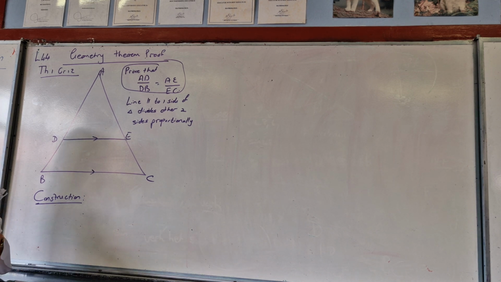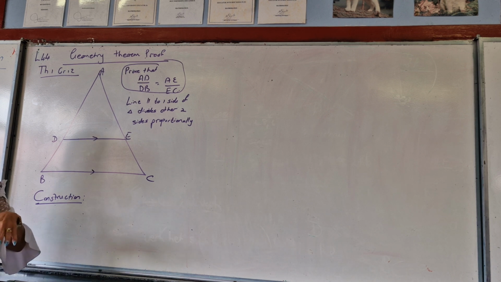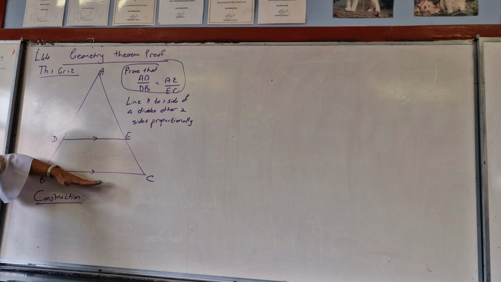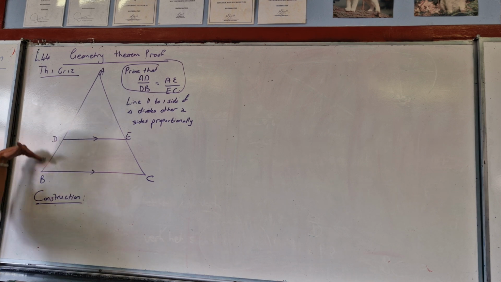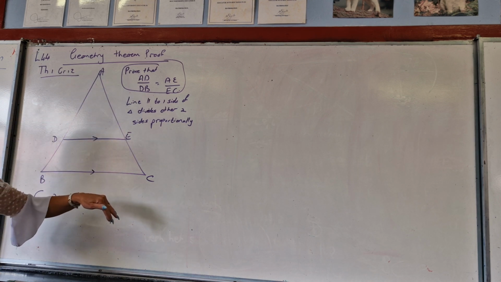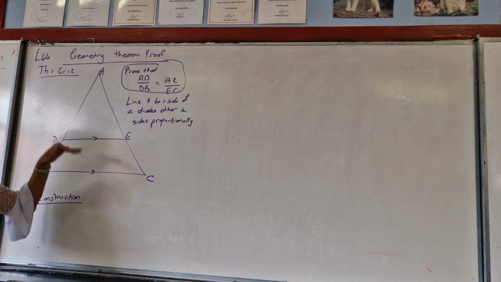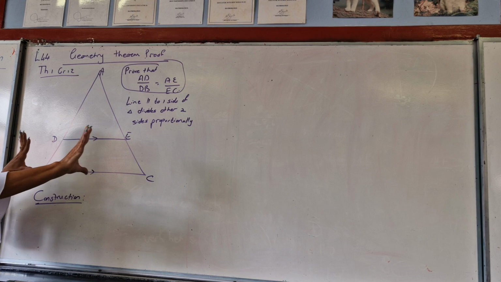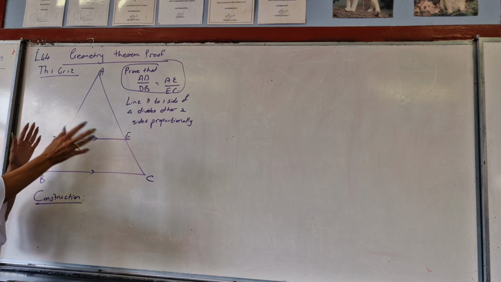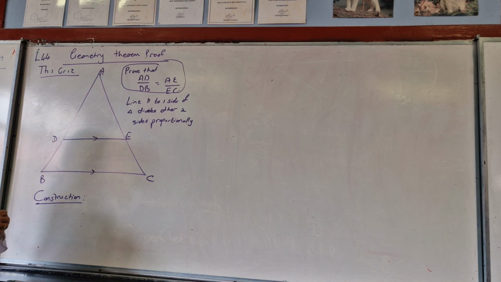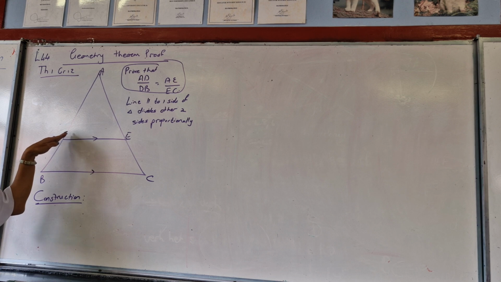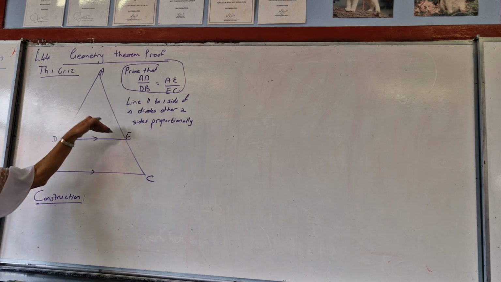Now guys, you know this already from the previous work that we've done. You know basically what it says. If there's a line parallel, it will take these sides and divide them in the same proportional ratio. So the ratio here is the same as the ratio there. That means that they are divided proportionally. So if they're in the same proportion, they're divided proportionally. Right. So if I have to prove that, this is what I'm trying to prove: AD over DB is the same as AE over EC.